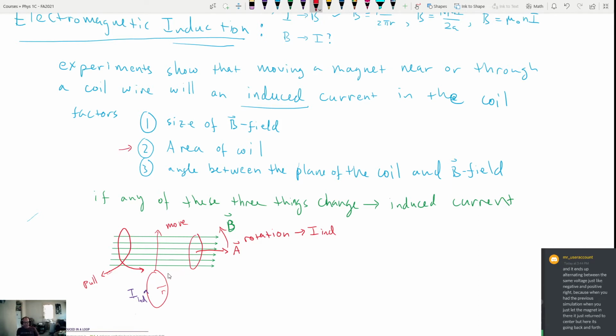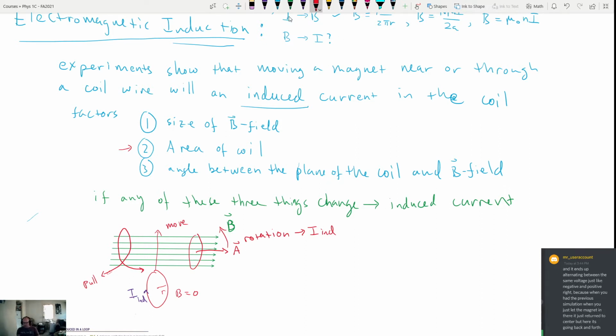and that would also lead to an induced current. So those three things: if the size of the magnetic field changes, as in if you go from a magnetic field here that's equal to 0 to a magnetic field that's equal to something, you push the coil inside the magnetic field, that'll lead to induced current. The area of the coil changing will lead to induced current, and the angle between the plane of the coil and the magnetic field will lead to induced current.